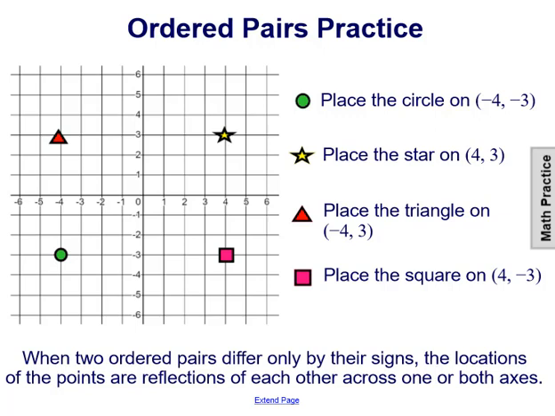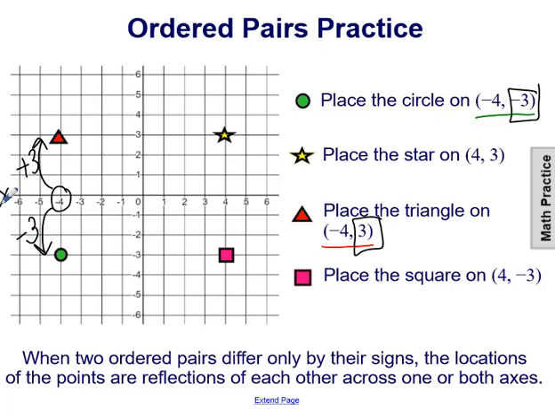Notice the green circle point was -4, -3, and the triangle is -4, 3. So the ordered pair is differing by the sign. They have the same x value, but they have different y values. This one has a -3 y value, and this one has a +3 y value. So they're on that same -4 x coordinate, but you can see one is down 3 while one is up 3. That's a reflection across the x-axis.